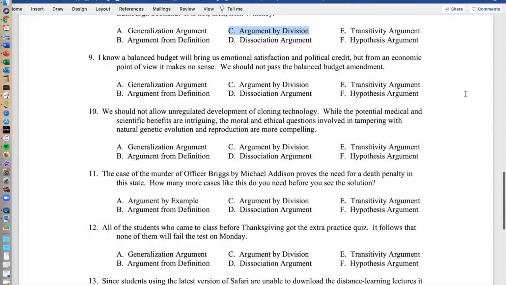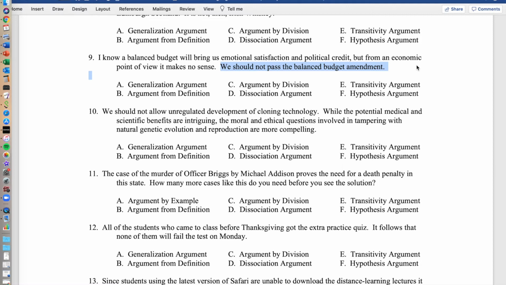Number 9. I know a balanced budget will bring us emotional satisfaction and political credit, but from an economic point of view, it makes no sense. We should not pass the balanced budget amendment. So in this case, pretty simple argument. We have a clear claim here. We should not pass the balanced budget amendment. The should tells us this is a policy claim, right?